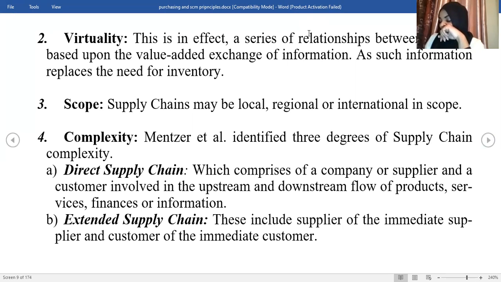Then you have the supply chain according to the scope. So we have a supply chain that may be local. For example, when you're dealing in your local region, like let's say Kenya. Kenya is a local area. So if you are doing a service or a business in the Kenyan context, then you are doing the local context of that chain.